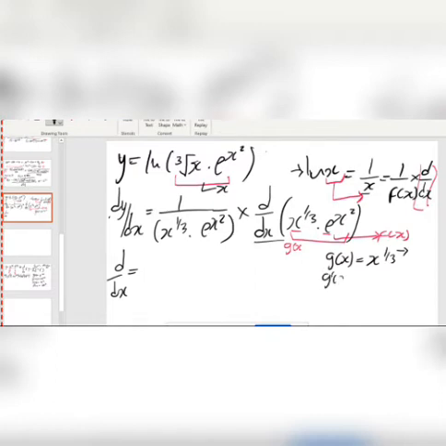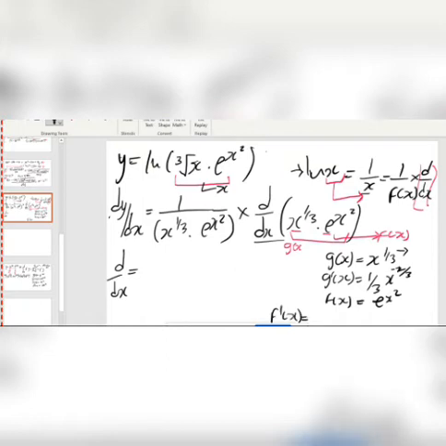So g prime of x, you're going to get 1 over 3 x to the power of 1 over 3 minus 1, and then you go into your calculator and work out 1 over 3 minus 1, which gives minus 2 over 3. Then you're going to find your f prime of x. We said your f of x is e to the power of x squared. This one will take space. Let me just write f prime of x.